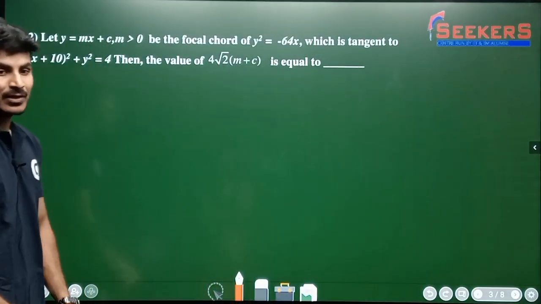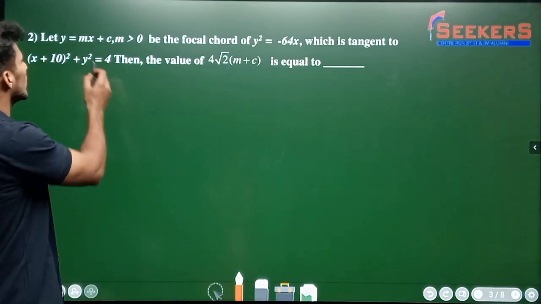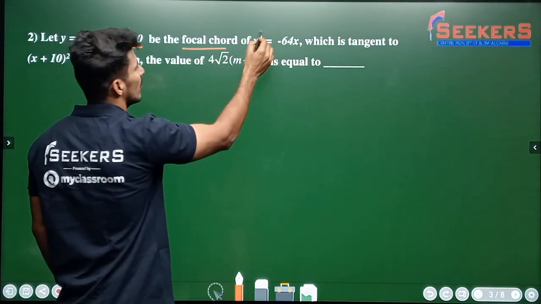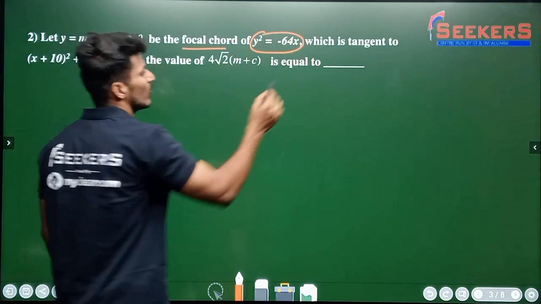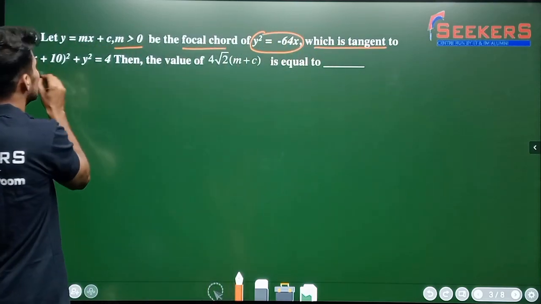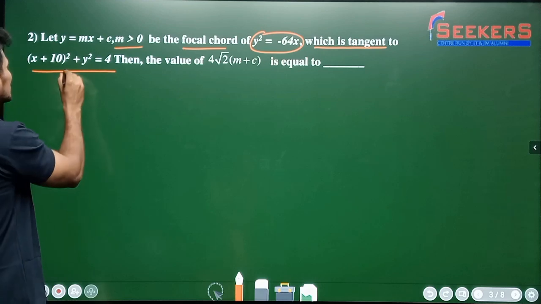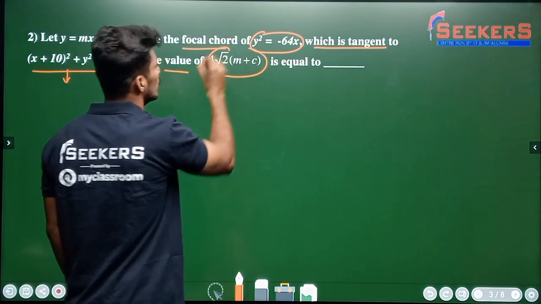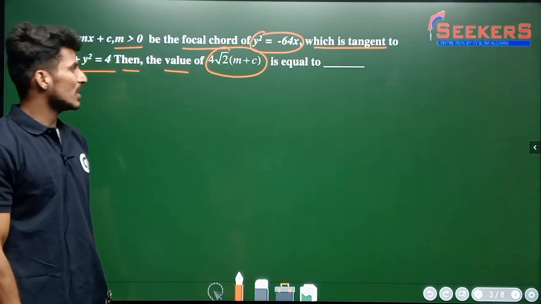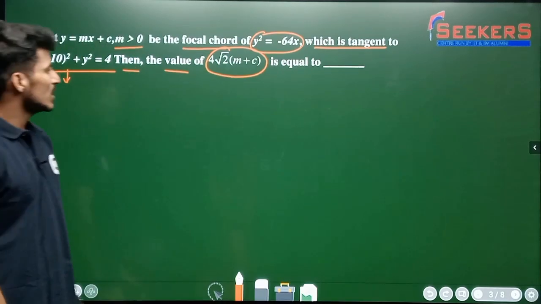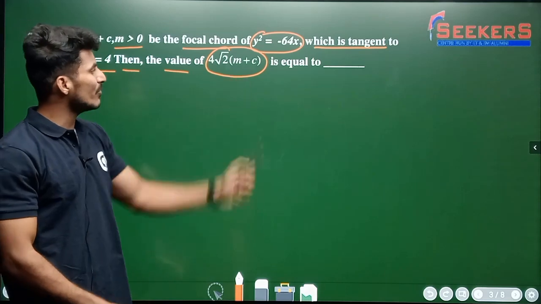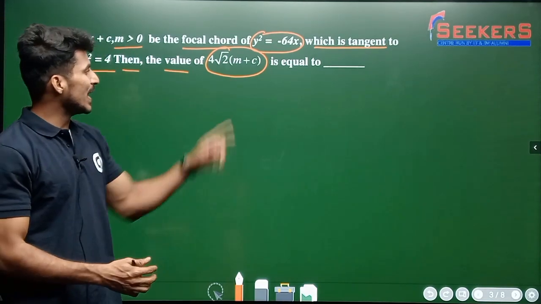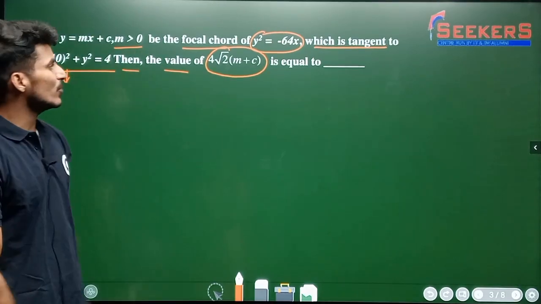So now let us have a look at the second question. Let y is equal to mx plus c, where m is greater than 0, be the focal chord of this parabola, which is tangent to this. What is this actually? This is a circle, right? Then we need to find the value of 4 root 2 into m plus c. We just do not know the m value and c value here, right? So we need to find the m value and c value.